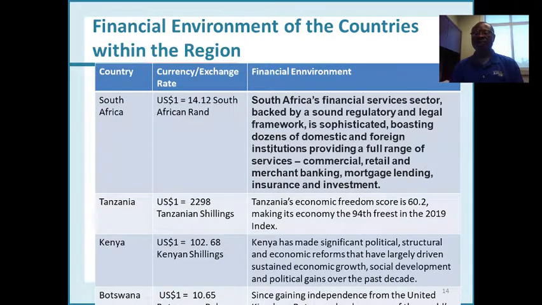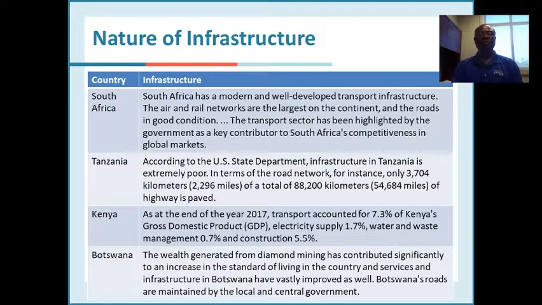Tanzania's economic freedom score is 60.2, making it 94th place in the 2019 index. Kenya has made a lot of improvement in infrastructure, so it's growing economically, and Botswana has the fastest growing economy within the region, growing at about 5% a year.